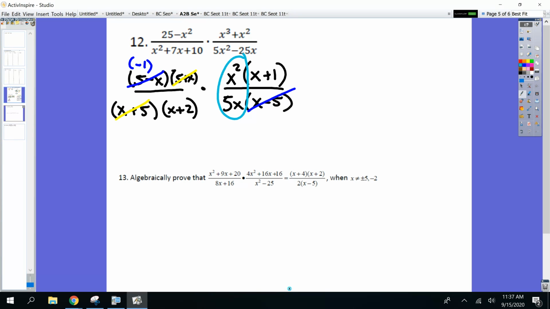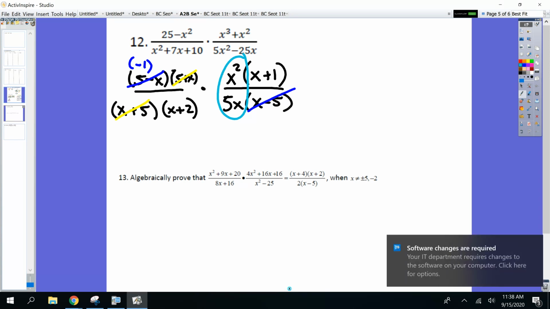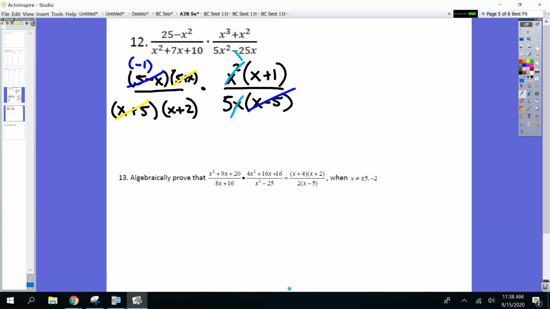Why can we cross them out? Do they have any addition or subtraction involved with them? No, it's all multiplication. So Liz, last question. How many x's are up here? 2. How many are down here? 1. So I can cross off one of each. And where am I going to be left with one? On the top. Does everyone see that? Okay, I am allowed to cross those out.